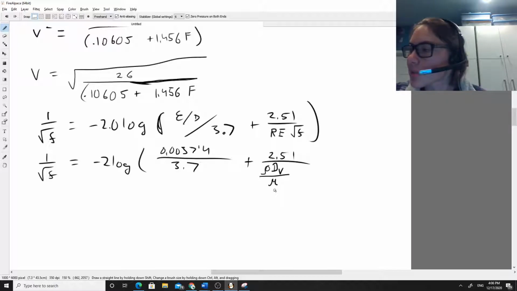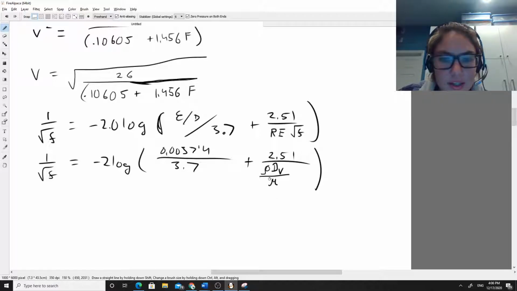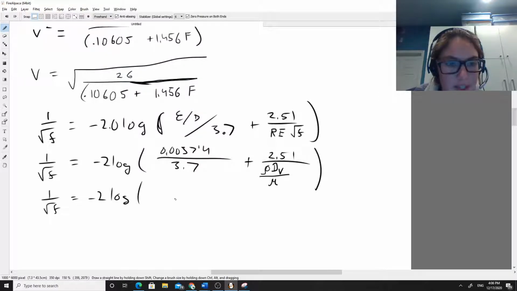So, knowing that that's what that is, as you can see, we actually do know the density, we do know the diameter, we do know the viscosity. So, knowing that the density is equal to 1,000, and that our diameter is equal to 0.07, and that our dynamic viscosity is equal to 1.12 times e to the negative 3, we can go ahead and simplify this even more and say that you're going to have negative 2 log, blah, blah, blah. So let's go ahead and divide that, might as well.